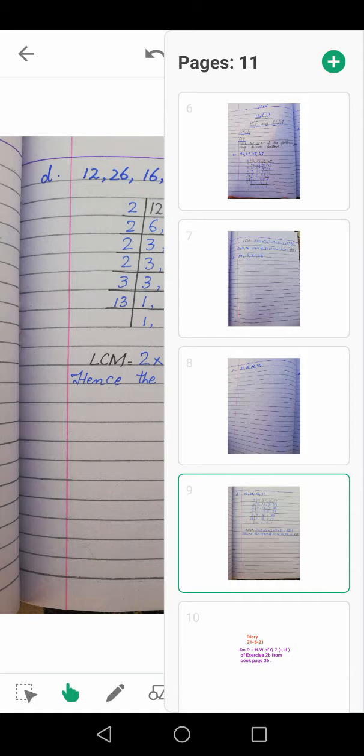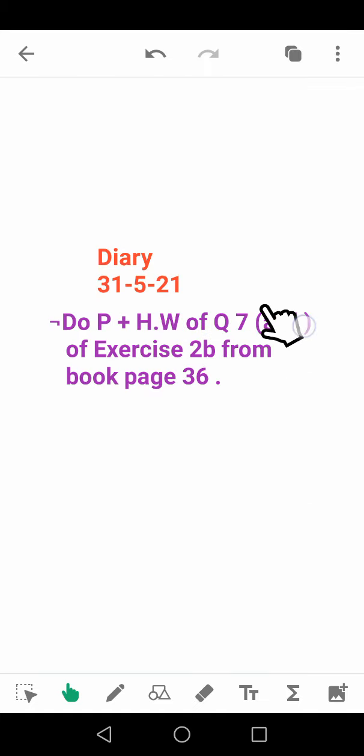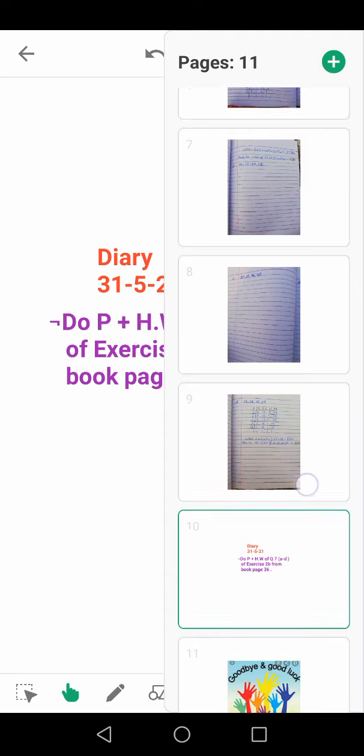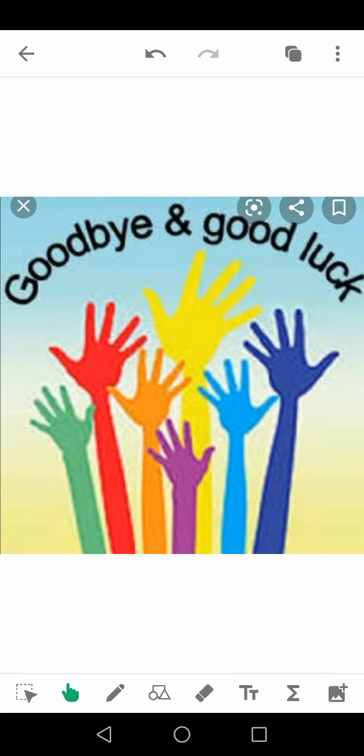Now note down the diary. Do practice plus homework of question 7 part A to D of exercise 2B from book page 36. It's all for today. If you have any problem, you can ask.